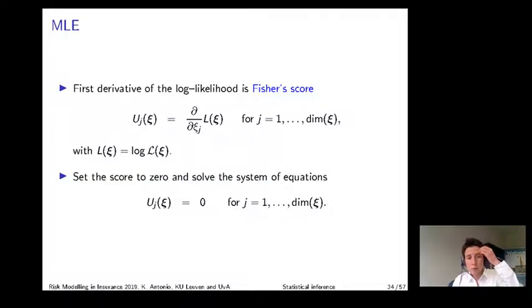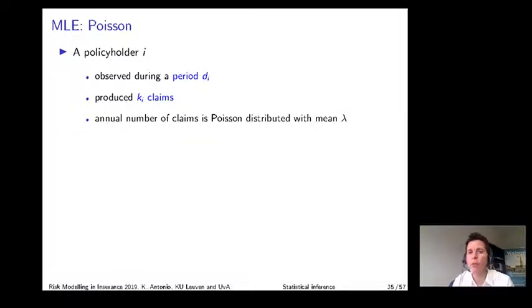Now, let's do this explicitly for the Poisson and for the negative binomial distribution. We consider data in the following format. Each policyholder i is followed during a period of exposure of length di, and during this period of exposure, the policyholder reported ki claims. Now, assume the annual number of claims reported by the policyholder is Poisson distributed with mean lambda. Then the question is, what is a good value for this lambda?